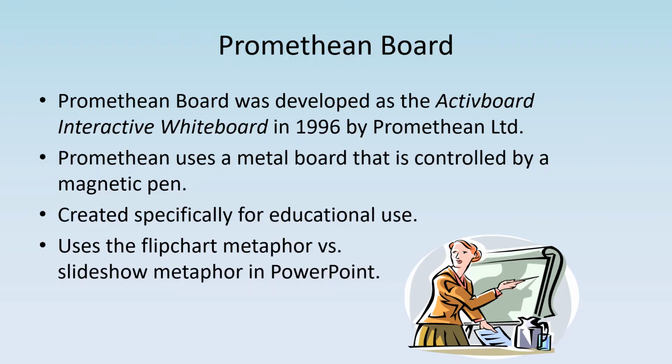What we know as the Promethean board of today was originally developed in 1996 and was known as the Active Board Interactive Whiteboard. It was a metal board controlled by a magnetic pen. The nice thing about this board is that as opposed to the Smart Company creating the Smart Board, which was made primarily for business use, a Promethean board was created specifically for educational use. Now, some folks may be familiar with it and use it in their schools, and you may not, depending on what technology your schools employ.